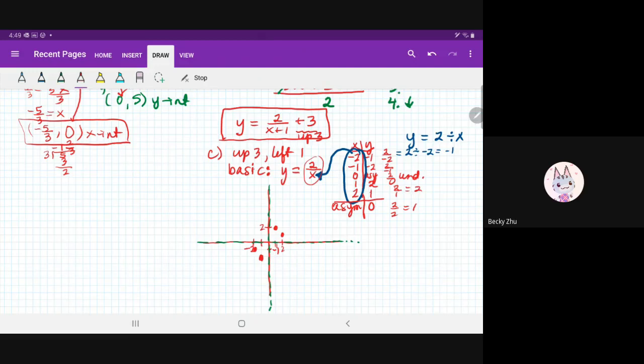Okay, so let me draw this one dashed. So here's my dashed boomerang graph.